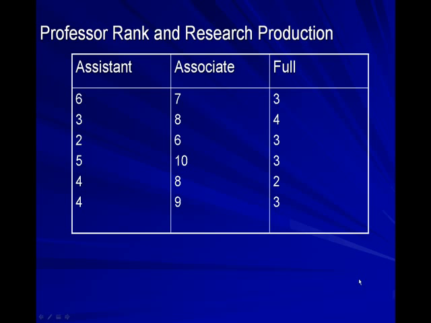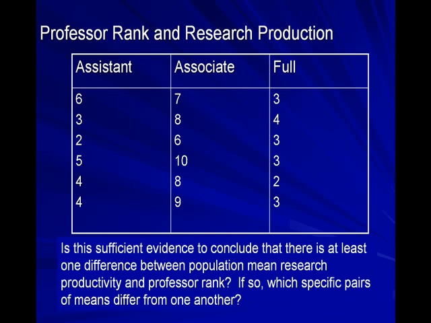So here's the data for assistant, associate, and full professors. Again, these are just the number of articles that each individual had produced in the last 3 years. So what we want to know from this is, do we have compelling evidence to conclude that there's at least one difference between population research productivity, that is, number of articles produced over the last 3 years, and the rank of a professor? If so, which specific pairs of population means differ from one another?